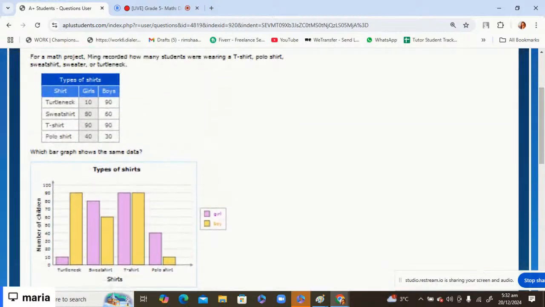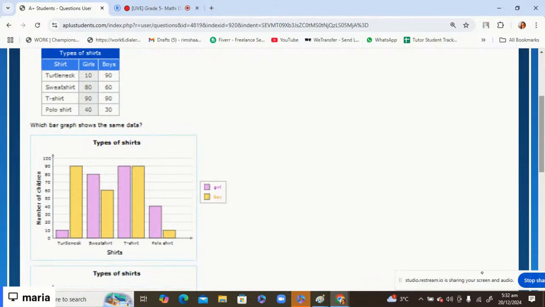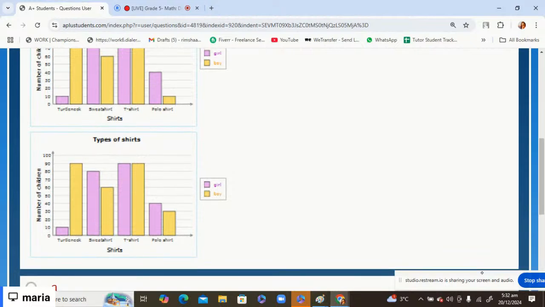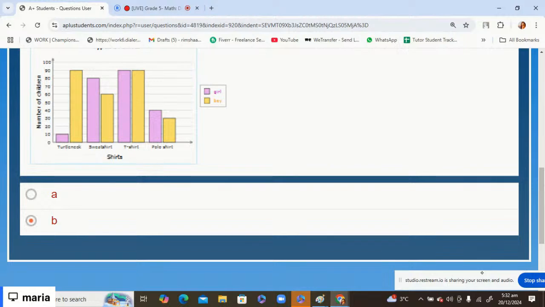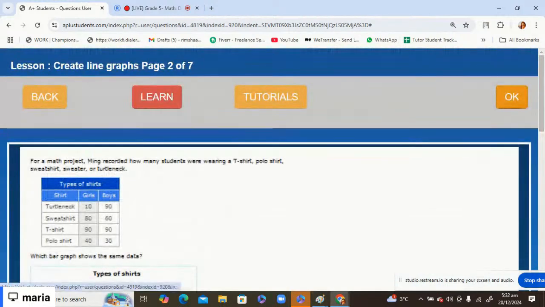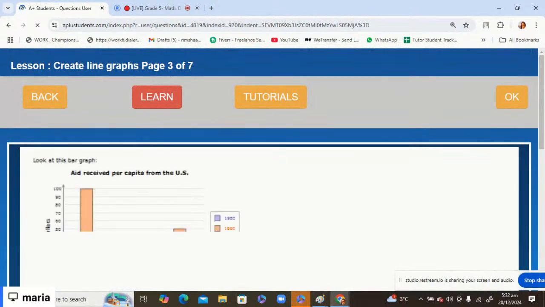First we see the first one and then check. Pink shows the girls and yellow shows the boys. For the turtleneck, it's 10 and 90. It's right for the first one. Second is 80 and 60. This is also right. Third is 90 and 90, same. And the fourth one is 40 and 30. It's wrong, it should be 10. So graph B is the right one as compared to the first. Okay.